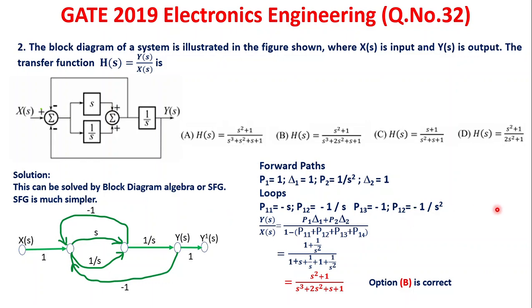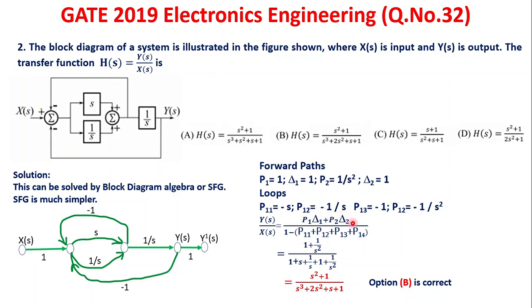Two loops are said to be non-touching if and only if they do not share any common node. But there is a common node, therefore no non-touching loops. Therefore, we can straight away write the expression for the transfer function. What is the transfer function expression? Sigma Pk delta k divided by 1 minus delta. What is Pk delta k?